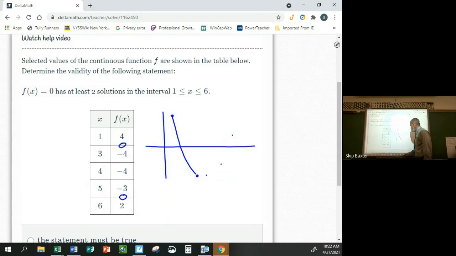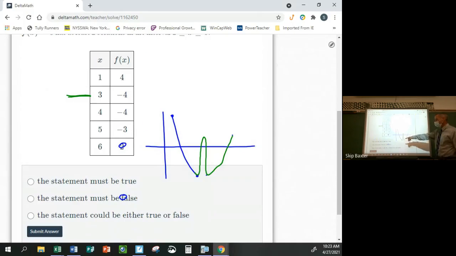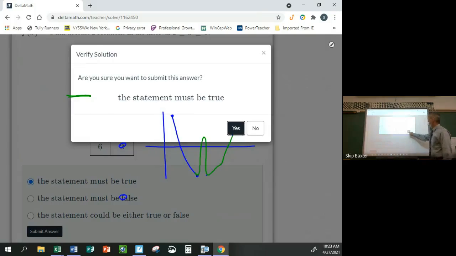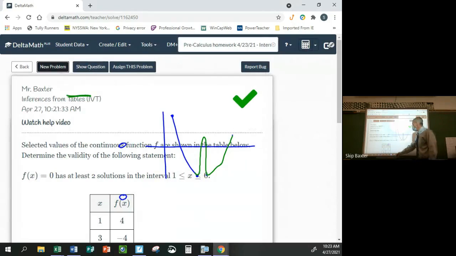Now, it might have more. Maybe the function goes like this. It crosses that point, and then it goes up, and then it comes back down. We don't know that that's what it looks like, but it might. That's why it has to say at least two solutions. That make sense? So the correct answer here would be, this statement definitely must be true. There has to be at least two solutions. Okay?